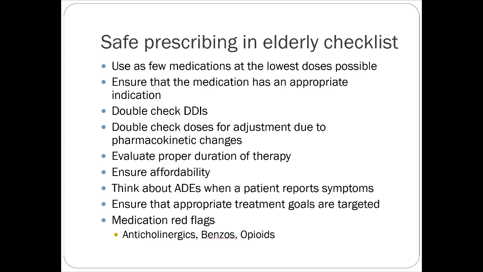Double check doses for adjustment due to pharmacokinetic changes. Evaluate proper duration of therapy. Ensure affordability. Think about adverse effects when a patient reports symptoms. So always think about, especially with an elderly patient on a lot of meds, if they report symptoms, think about the drugs they're taking. Is there anything that might be causing this?